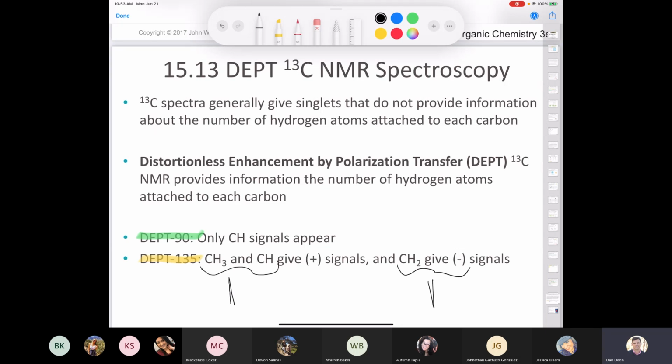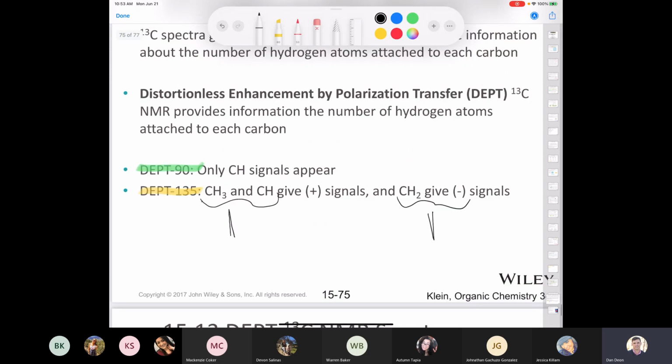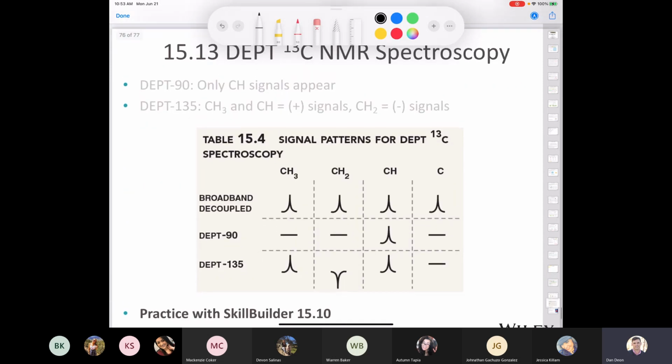Now, what's the significance of all this? Because if you run a regular carbon-13 spectrum, just our regular decoupled spectrum, then you run a DEPT 90, and then you run a DEPT 135. Well, the good news is you would be able to distinguish between all four types of carbons, whether it's a methyl, a methylene, a methine, or a carbon that has no hydrogens. Let me prove it to you right here in this table.